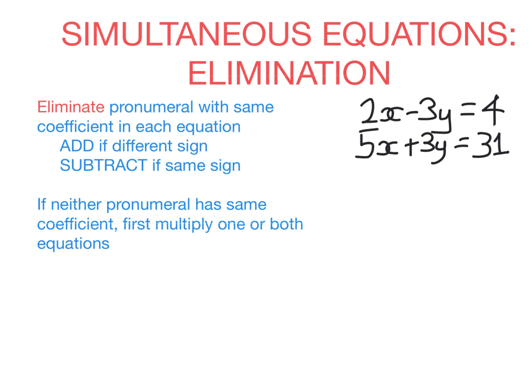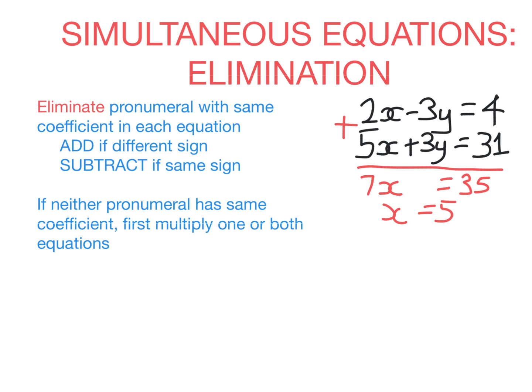What do I mean by that? These two y's both have a 3 in front of them, but they have a different sign. One is a negative, one is a positive. When you have that situation, we add together the two equations. So 2x plus 5x is 7x. Negative 3y plus 3y is 0. That's why we're doing this, to get rid of the y's. We also have to add 4 and 31 together. So adding together these two equations gives 7x equals 35, so x equals 5.